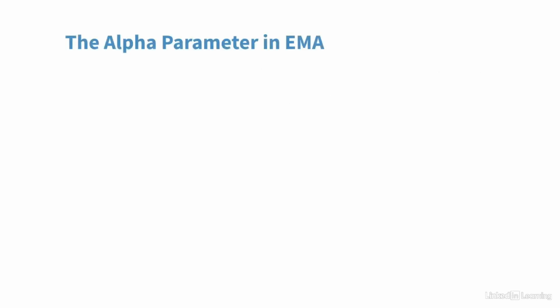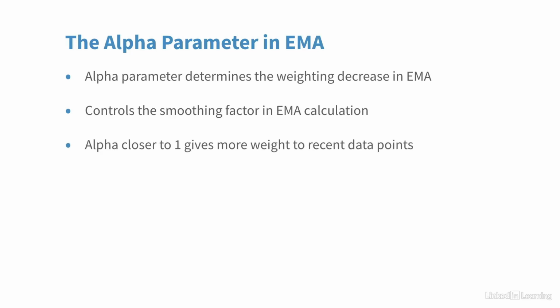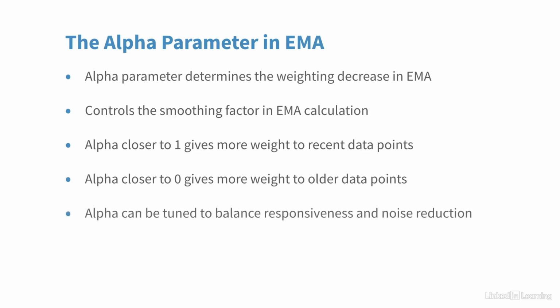Let's talk a bit about the alpha parameter in EMA. The alpha parameter is a number between 0 and 1 that affects how much importance is given to recent data when calculating the exponential moving average. A higher alpha means recent data is weighted more heavily, and the exponential moving average is going to be more responsive to recent changes. A lower alpha means older data is given more weight, and the exponential moving average will be slower to respond. Adjusting the alpha balances responsiveness and noise reduction, but takes some trial and error to find the best value for a specific problem.